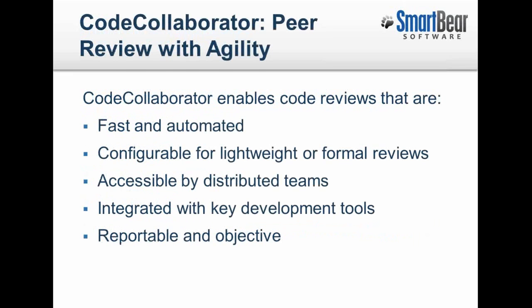Code Collaborator enables code reviews that are fast and automated, configurable for lightweight or formal reviews. So by fast and automated, you can establish your own workflow. You can put your own workflow in place. So for example, you can set up certain kinds of subscriptions so that, for example, if a certain file is put up for review, certain team members will be put on that review. Email notifications can be sent out. Code Collaborator does the job of actually organizing all the review materials. It's configurable for lightweight or formal reviews.